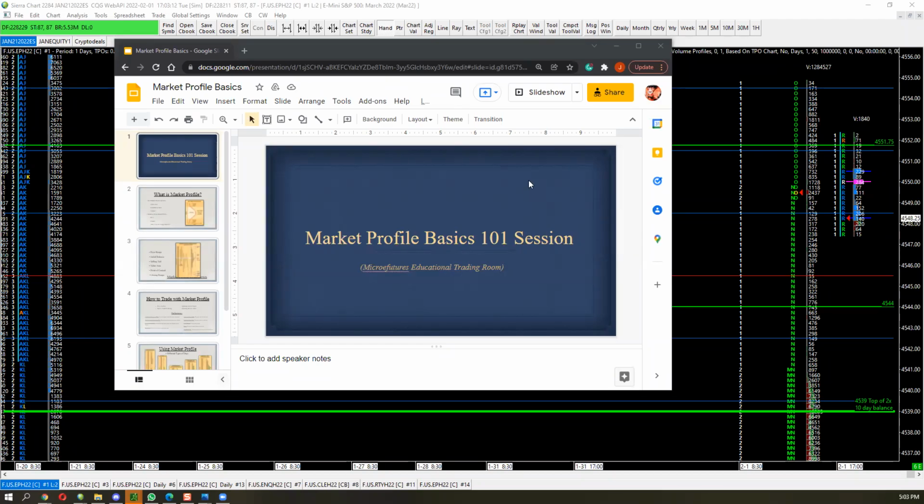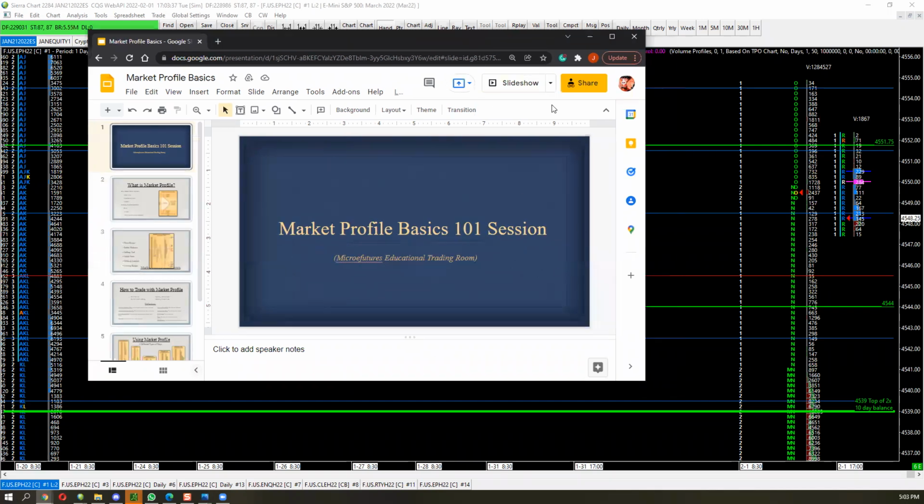Anybody here never seen one of these TPO profile charts before? Just so I can gauge. I do this every profile 101. I know it's a bit of a pain, but has anybody here never seen one of these charts? Has anybody here never seen a market profile chart? Because it sort of lets me know where I can start. Everybody has? You can message me if you haven't. It's not a big deal. Okay.